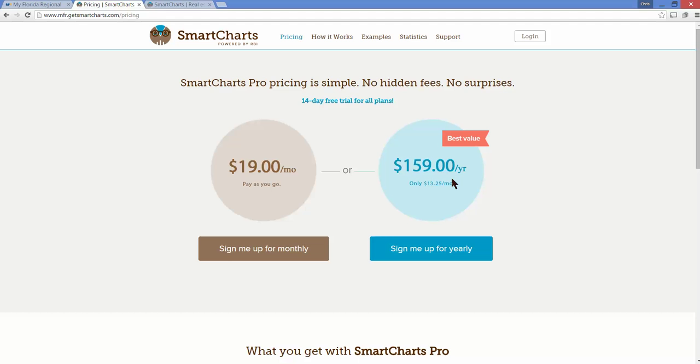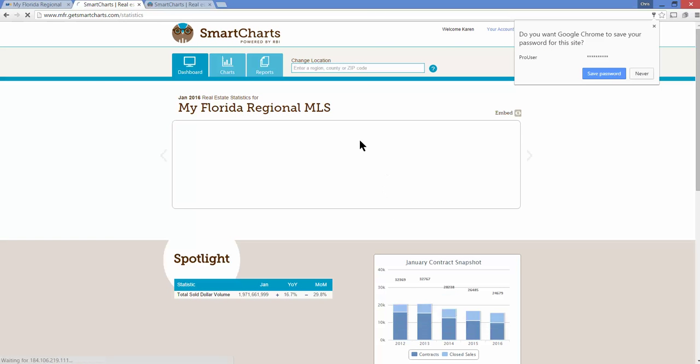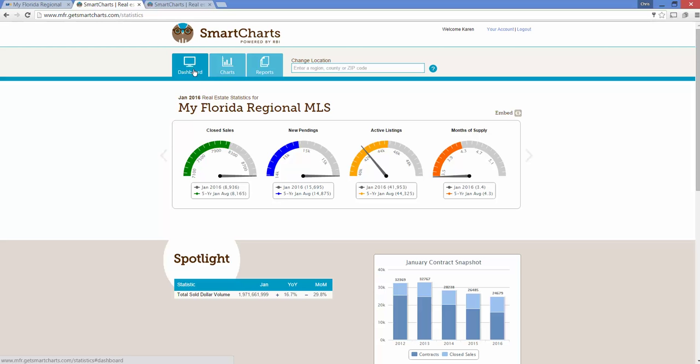Once you have your account, you either sign up for the free or the Pro version. Click Login, and I'm going to go ahead and log in. And it takes me to my landing page. Now at first, I am at a dashboard. And let me walk you through some of what you can find on your Smart Charts dashboard.